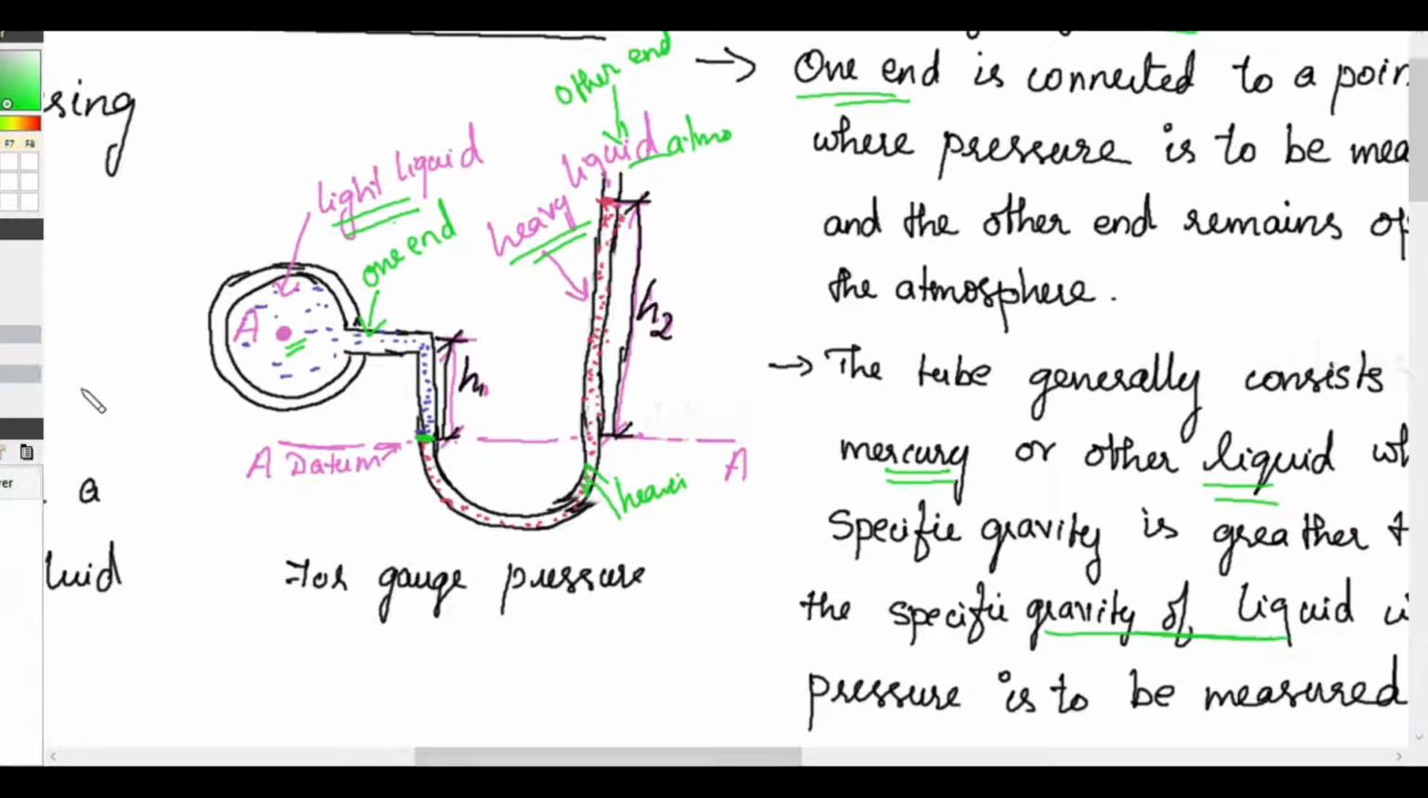This U-tube manometer is used for measuring the gauge pressure as well as the vacuum pressure. We know the gauge pressure is always measured above the atmospheric pressure and the vacuum pressure is measured below the atmospheric pressure. We studied this in the last class. The gauge pressure is positive, the vacuum pressure is negative.